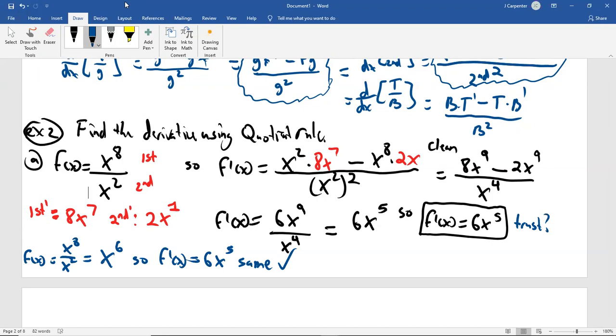I would have definitely simplified this first and then applied the simple power rule, because when you simplify it, it breaks down amazingly. But guess what? Not all fractions are going to simplify this greatly. You're going to be mainly looking at things that have multiple terms in the top and the bottom, which complicates things and makes the quotient rule necessary.